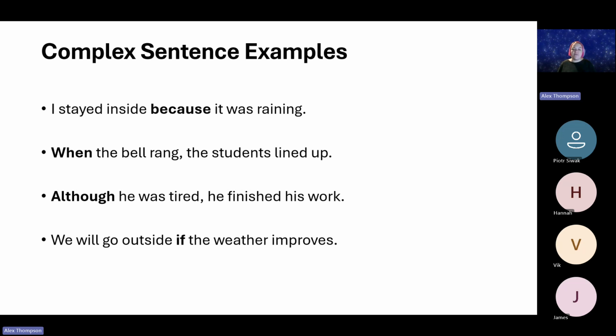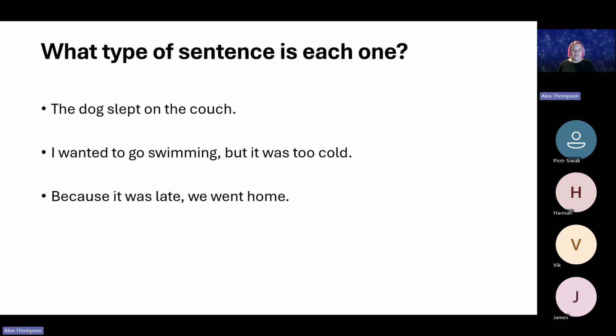In fact, I said I was going to put some quizzes on the end of here, some questions for you to have a go at. So you can, in your own time, I'm not going to ask you to respond to this, but if you wanted to, you are more than welcome to have a go at some of these examples. So things like: the dog slept on the couch. I wanted to go swimming, but it was too cold. And then the final one: because it was late, we went home.